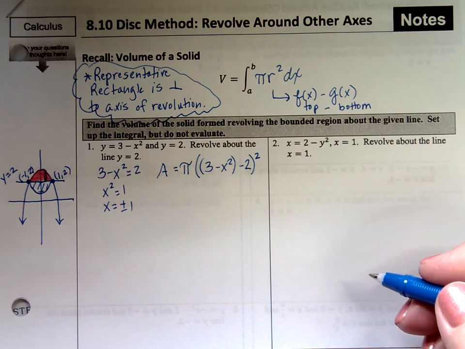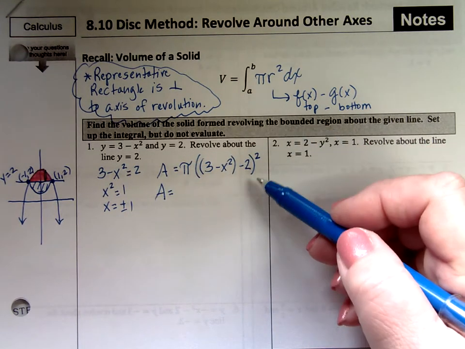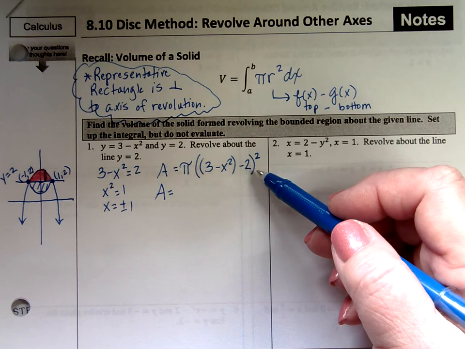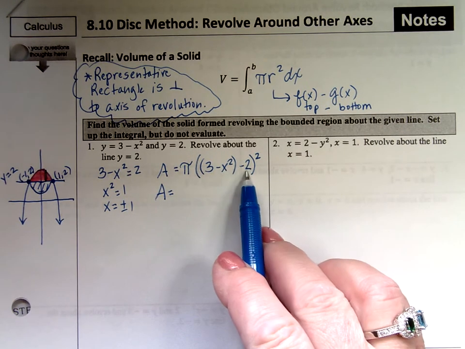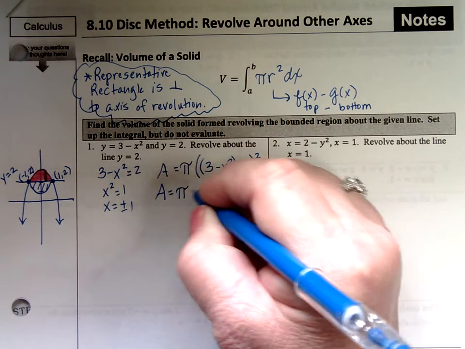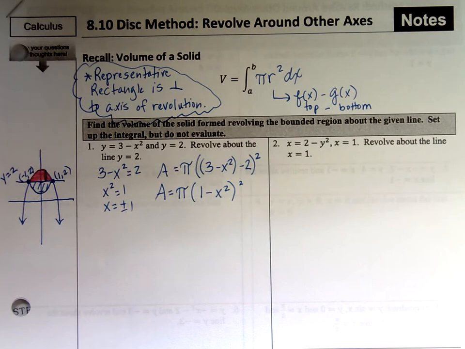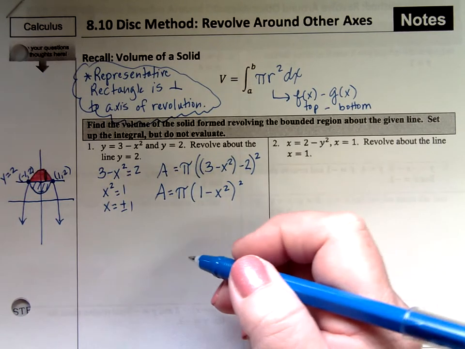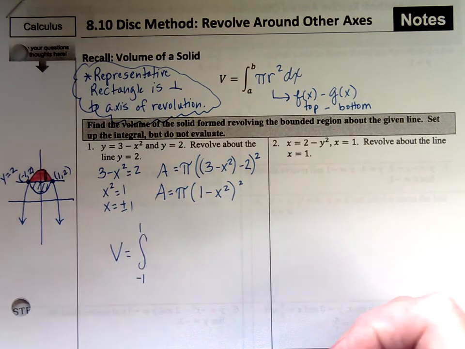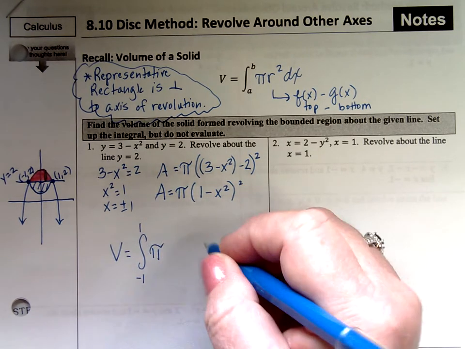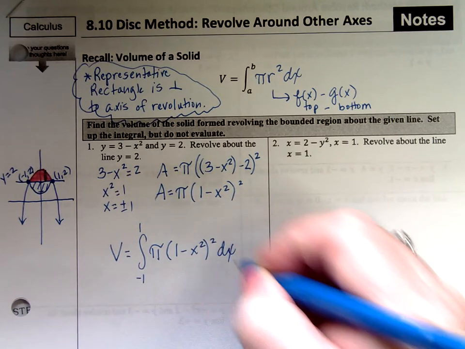All right, what can I do with this? Can I make it any better before I integrate? Sure. This is a perfectly valid answer, by the way. You can put this into your volume thing and it would be perfectly fine with Mr. AP. But really 3 minus 2 is 1, so I can make this a little bit nicer and call this 1 minus x squared, squared. And then put that into my volume. Volume is the integral from negative 1 to 1, my bounds, of pi, my area, times 1 minus x squared, squared with respect to x. And that's my final answer.